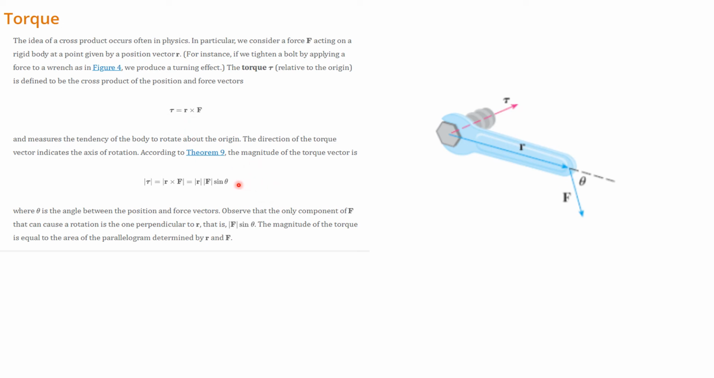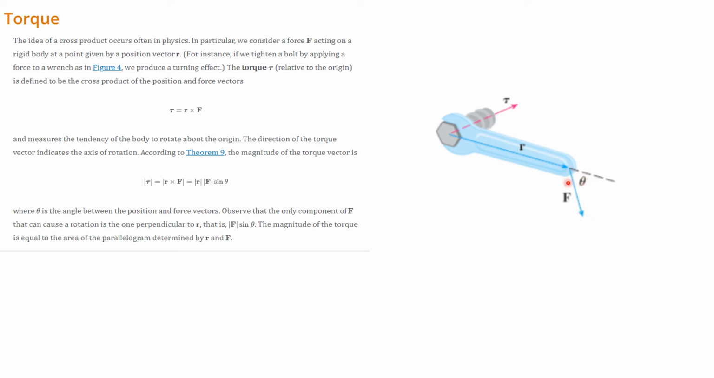This measures the tendency of the body to rotate about the origin. The direction of the torque vector indicates the axis of rotation. According to the theorem that we had, the magnitude of the torque is equal to the magnitude of r cross F, which is going to be the absolute value of r, times the absolute value of F, times the sine of theta, where theta is this angle right here.